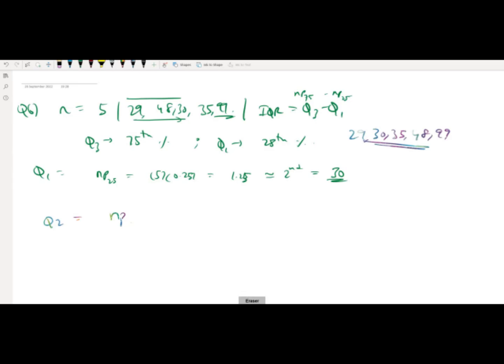and now the value of Q3 is n into p, 5 into 0.75. 5 times 0.75 is 3.75, and we can write the fourth term for our result. The fourth term in our order is 48, right? So we have got Q1 and Q3 values.